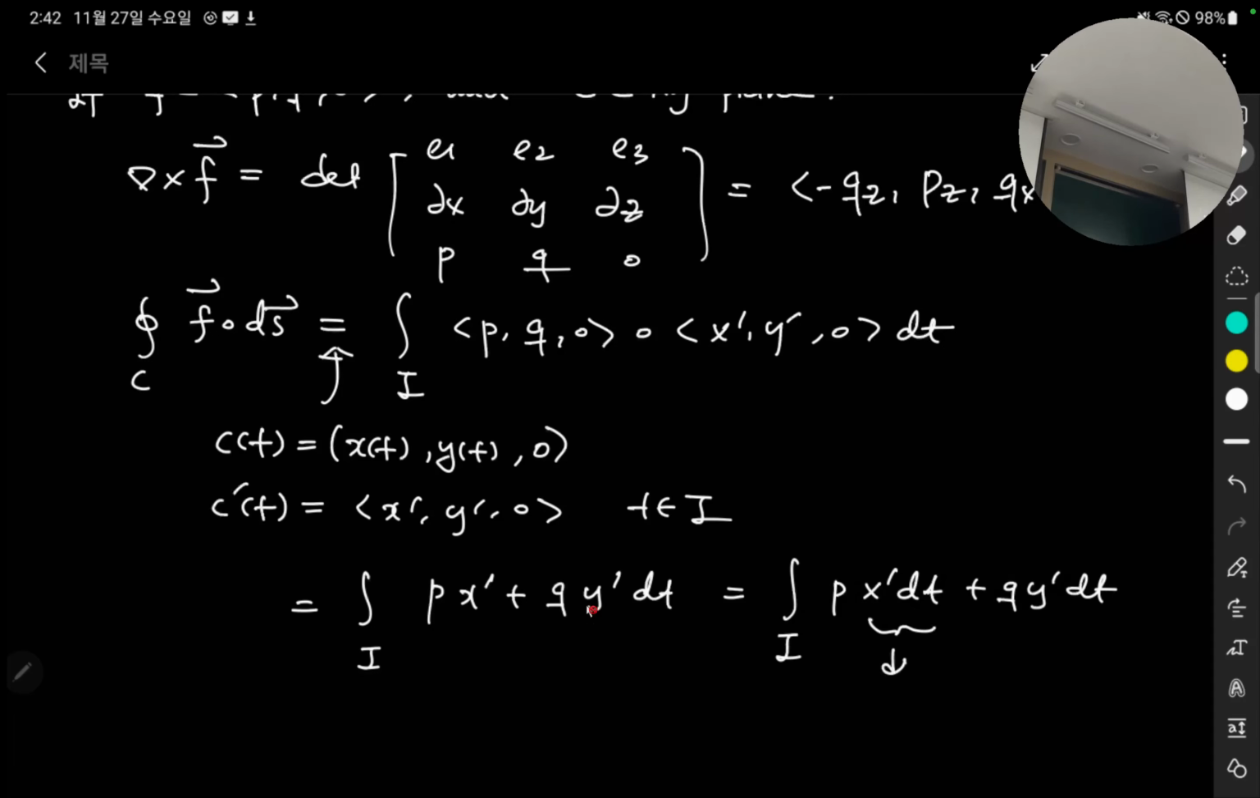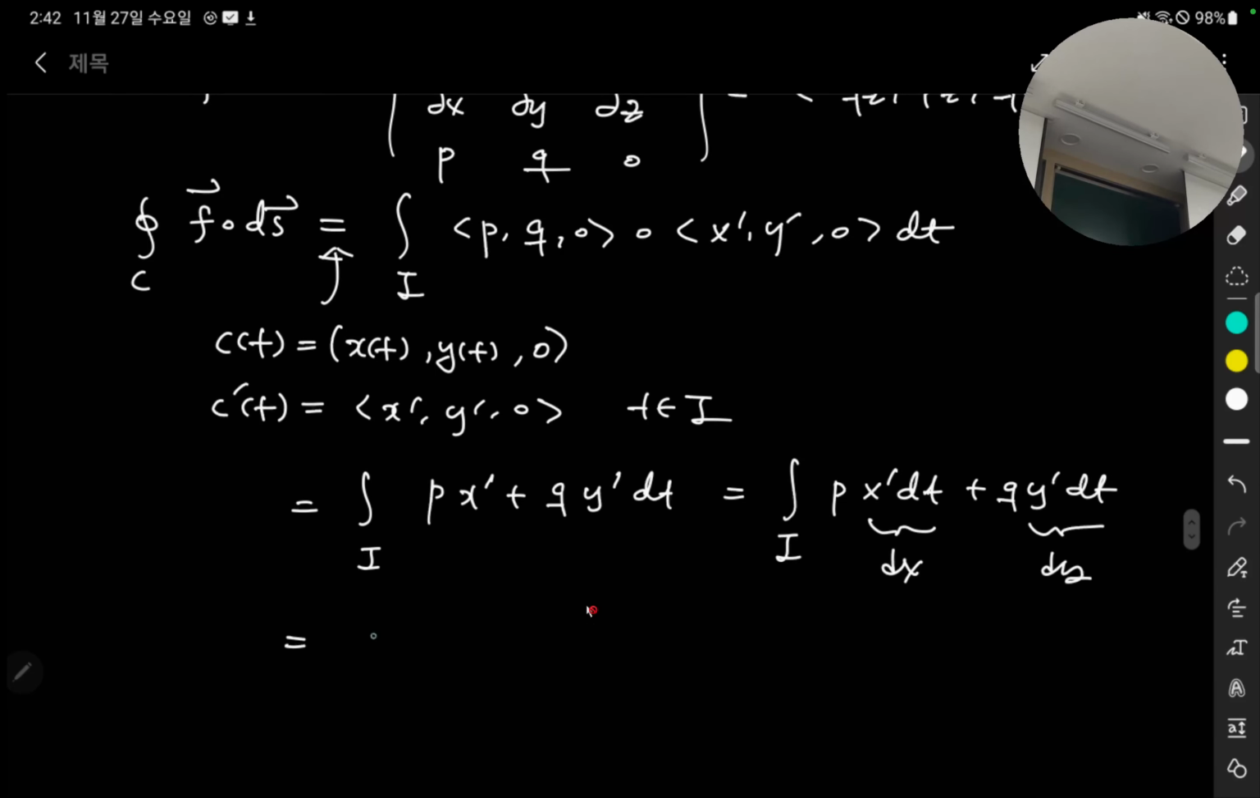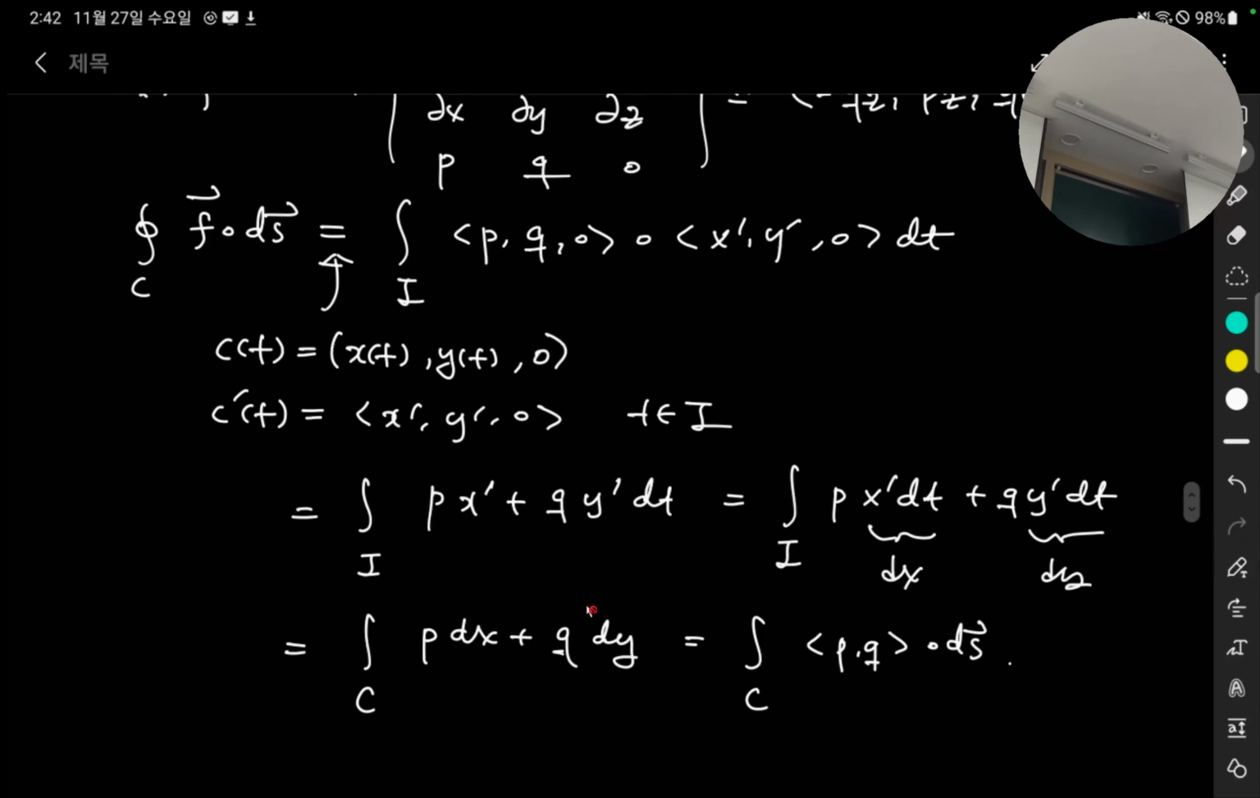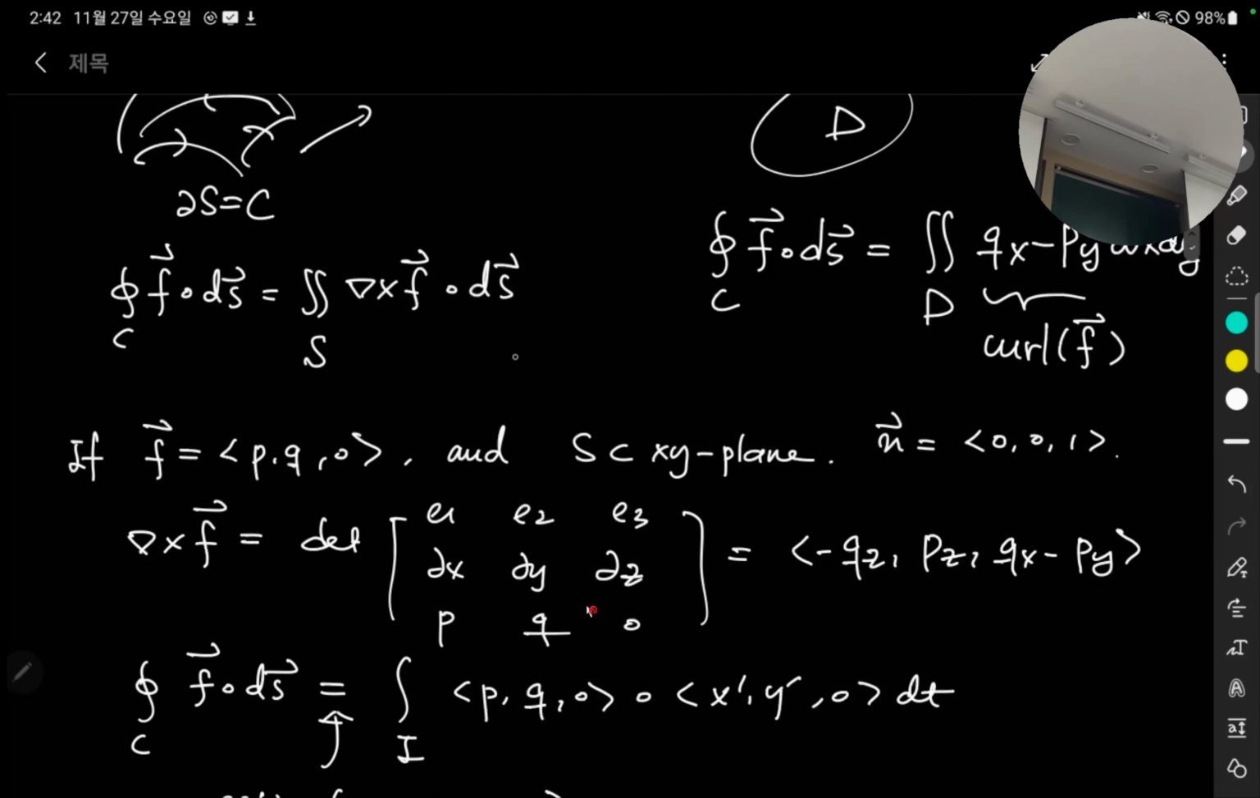So this thing is dx and this thing is dy. Therefore, it's the same as integrating over the curve C of p dx plus q dy. That's the same as integrating a two-dimensional vector field along the curve inside of the xy plane. Now let's compute the right-hand side, the surface integral of the Stokes theorem here.